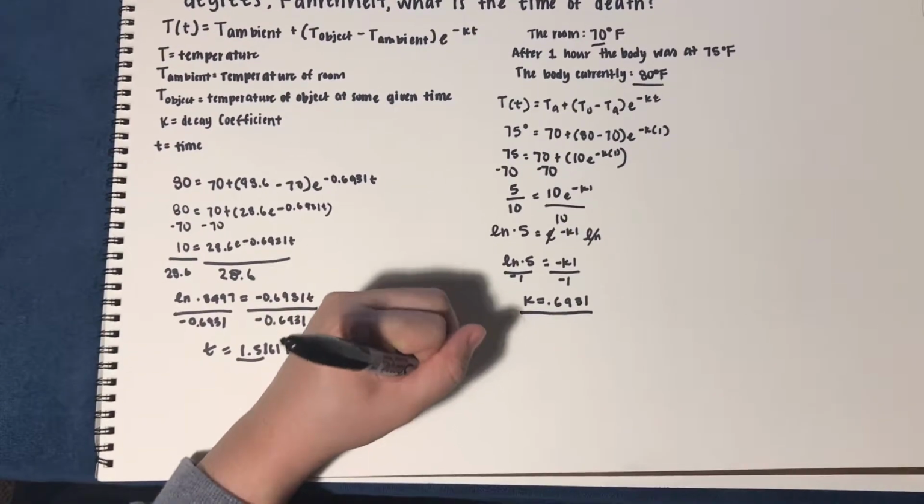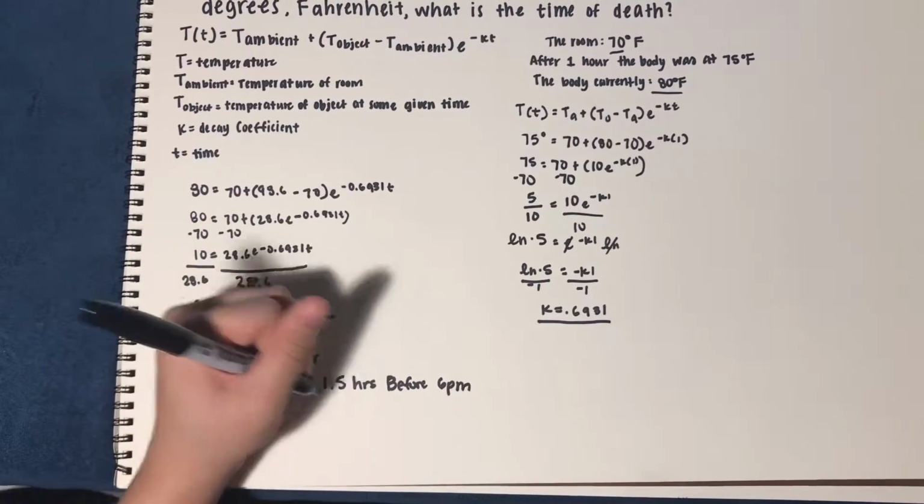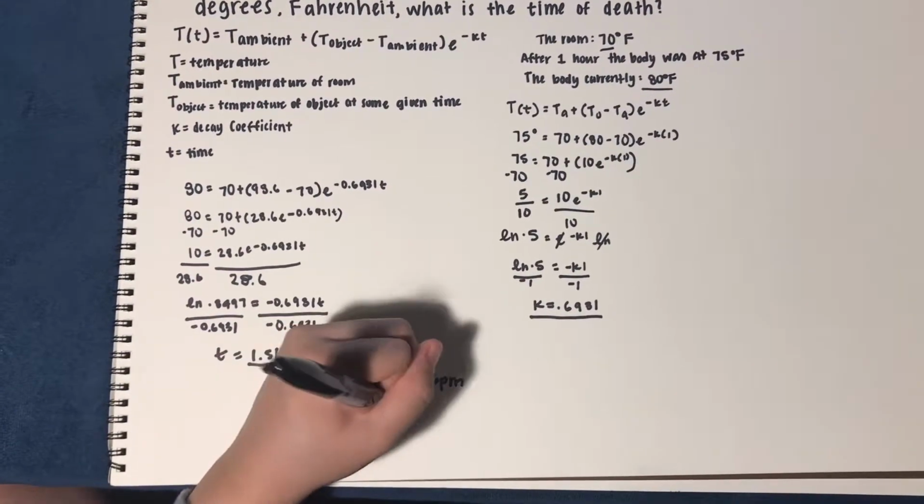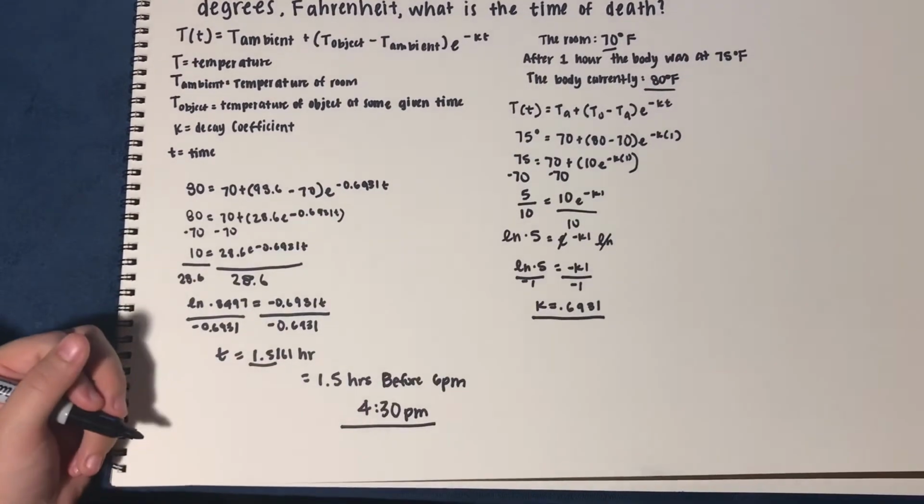And if you think an hour and a half before 6, that would be 4:30 p.m., which is the time of death.